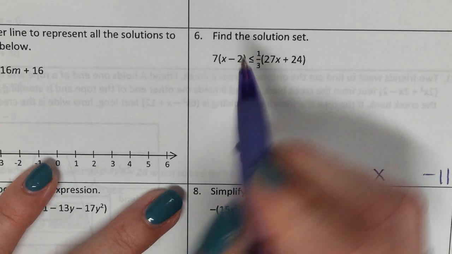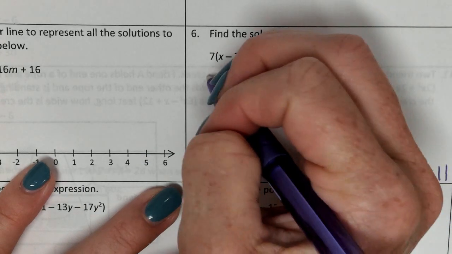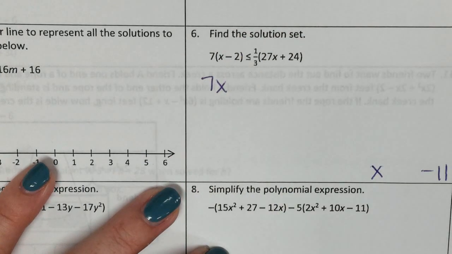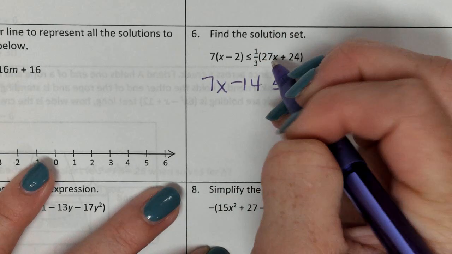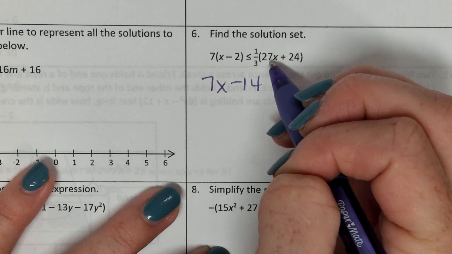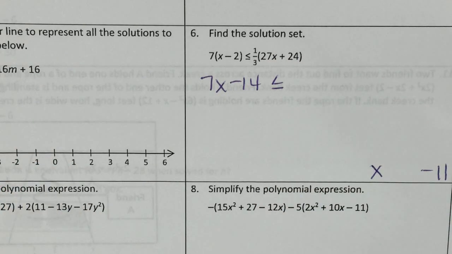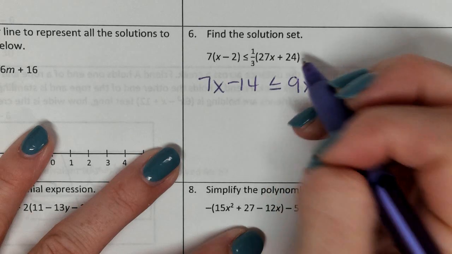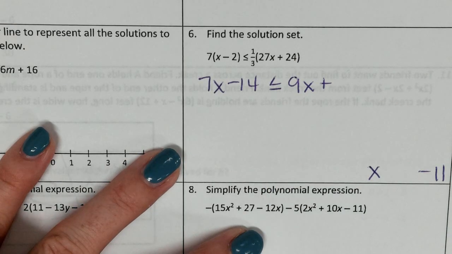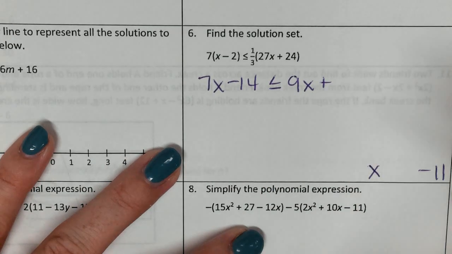So I would distribute the 7, and I would get 7x. Distribute the 7 to the -2 and get -14. It's less than or equal to. 1/3 of 27 is 1/3 times 27, which is the same thing as 27 divided by 3. Yes? 9x plus 1/3 of 24 is the same thing as 24 divided by 3, which is 8.